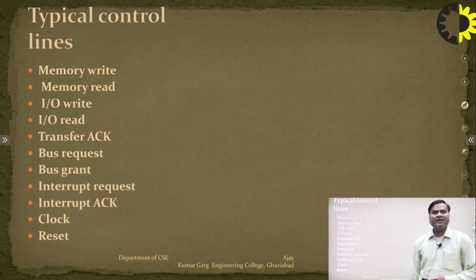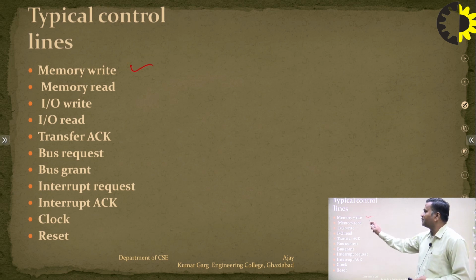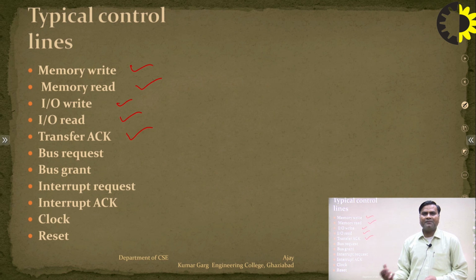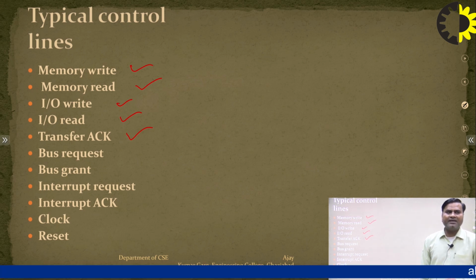If we talk about typical control lines, these are some typical control lines: memory read, memory write, I/O read, I/O write, and transfer ACK. Transfer ACK means that if the processor accepts data from the I/O devices, then it can transfer the acknowledgement. Basically, ACK means acknowledgement.